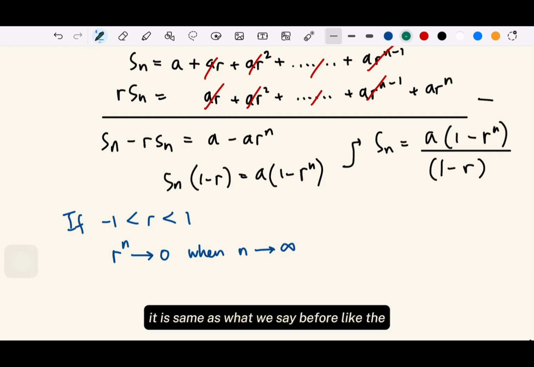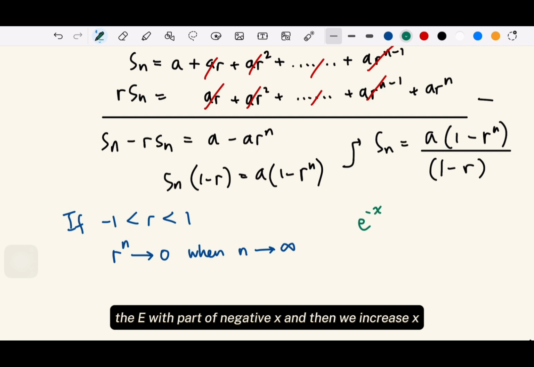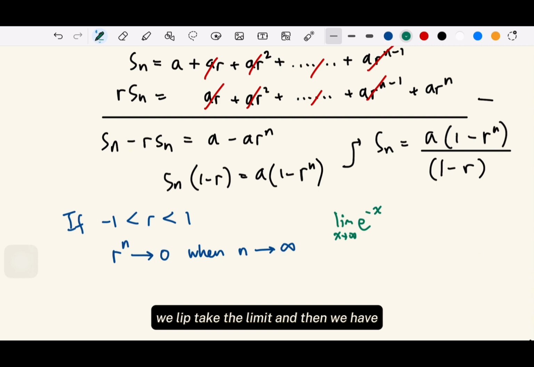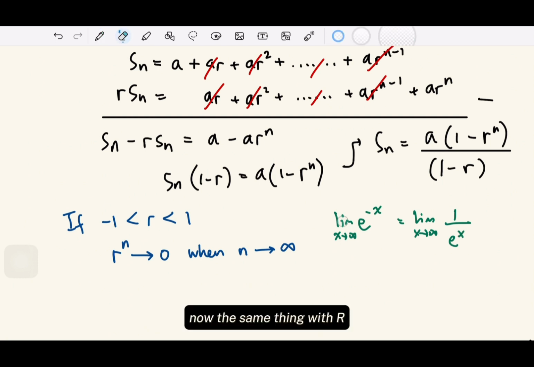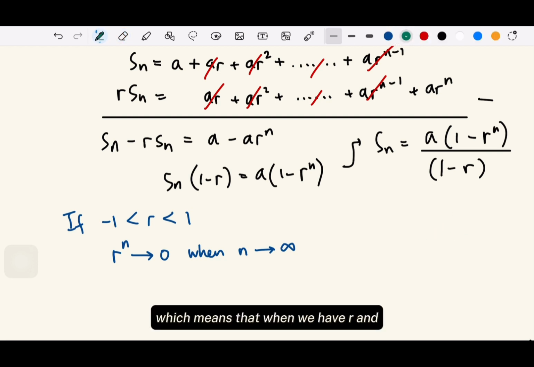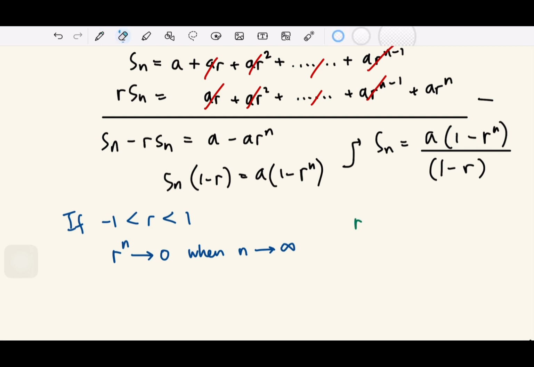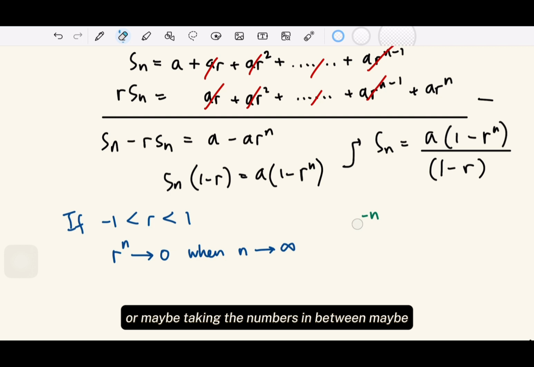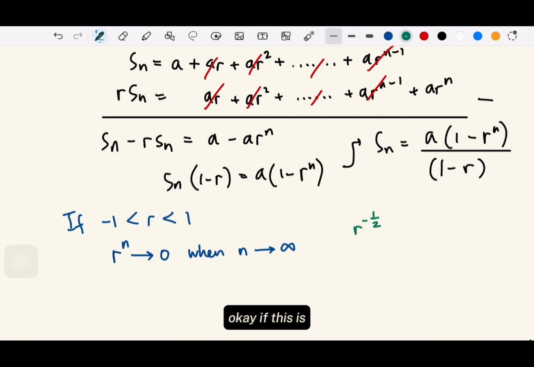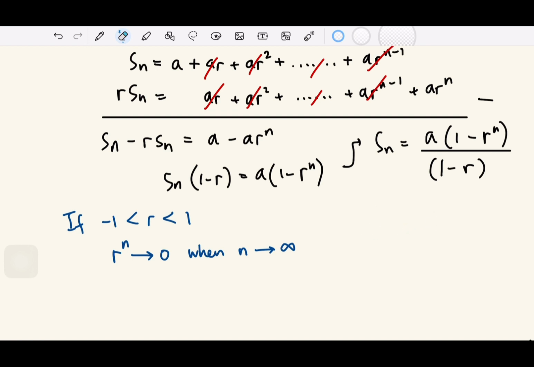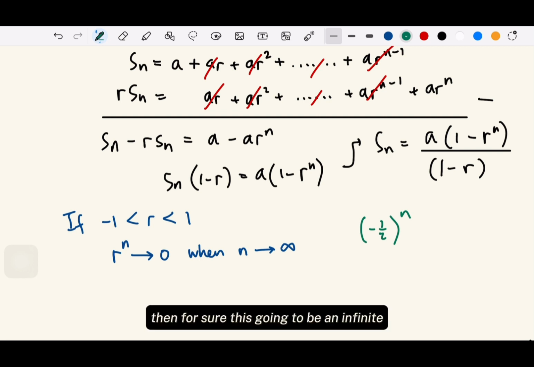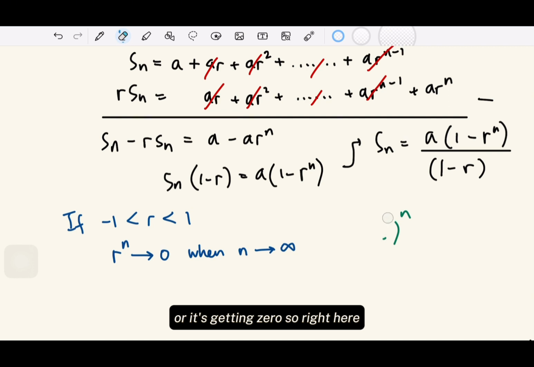It's the same as what we said before, like e to the power of negative x, and then we increase x, we take the limit, and then we have 1 over e to the power of x, right? Now the same thing with r, which means that when we have r to the n, or let's say we have the negative, or maybe taking numbers in between, maybe negative half. So if we take the limit, then for sure this is going to be infinite, or it's getting zero.